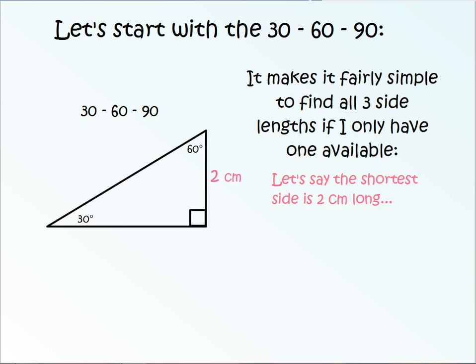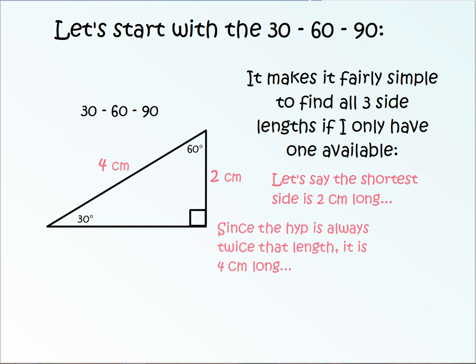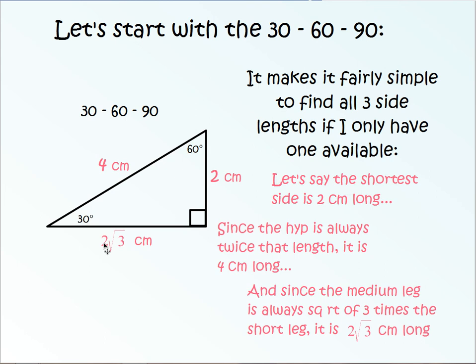So let's say that my shortest side is 2 centimeters long. Remember how we said the hypotenuse is always double that? So that means that the hypotenuse is going to be 4 centimeters long. And my medium length side is going to be my short side multiplied by the square root of 3. So this medium length side is going to be 2 root 3 centimeters long.